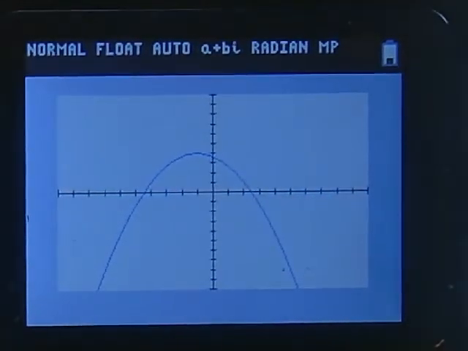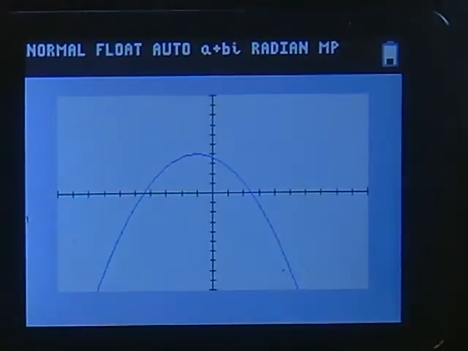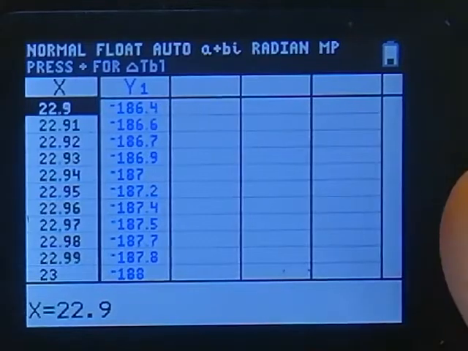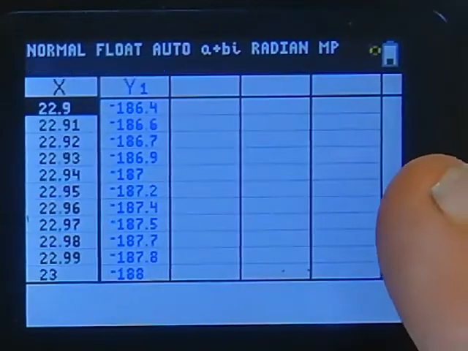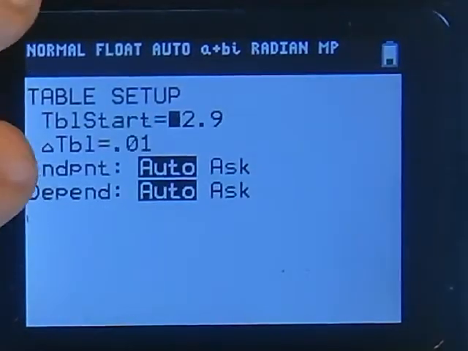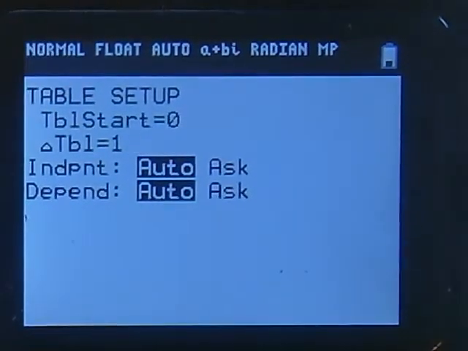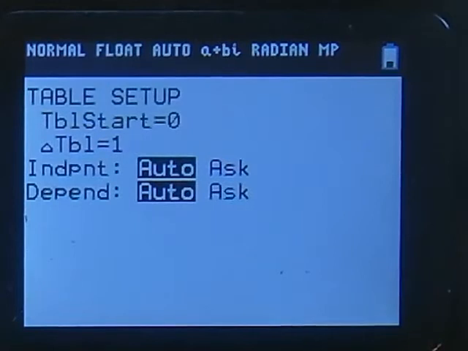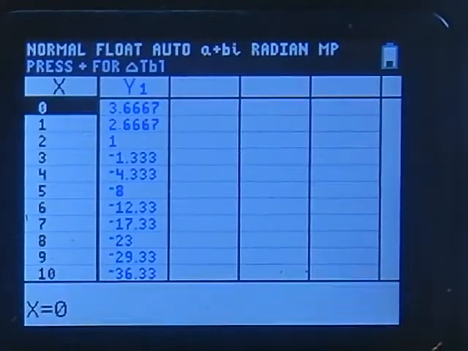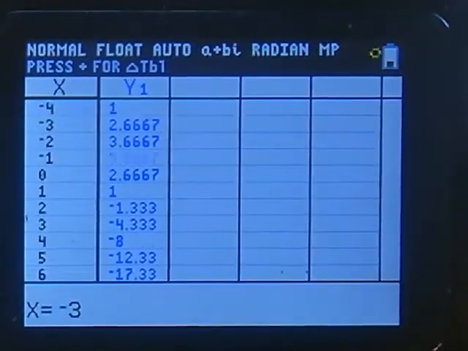If I wanted to make absolutely certain, I can look at the table. So let's go to table here. I'm going to have to change my table setting, so I'm going second window, table set. Let's start at 0 and go by 1s, shall we? Start at 0 and change by 1s. And let's take a look at the table. Okay. Now there's the table. Let's back up a little bit here.